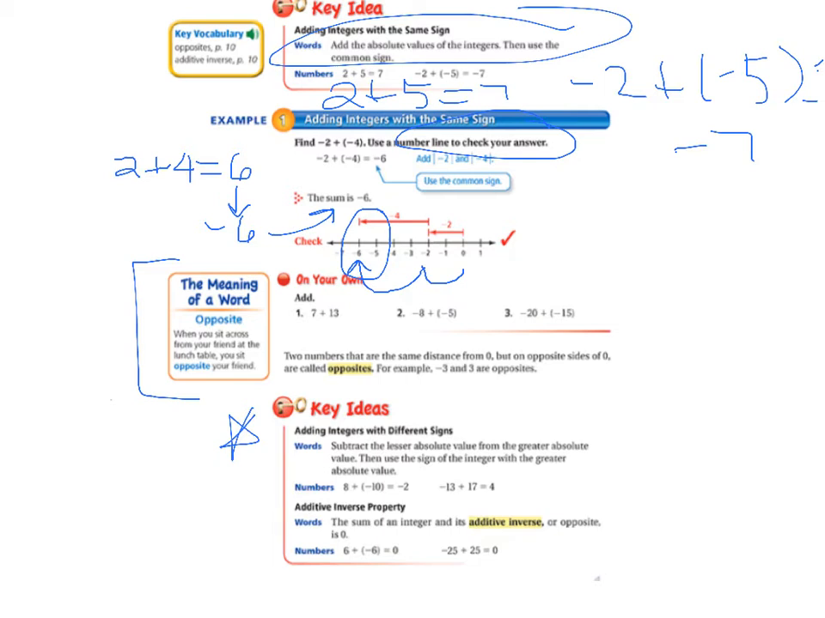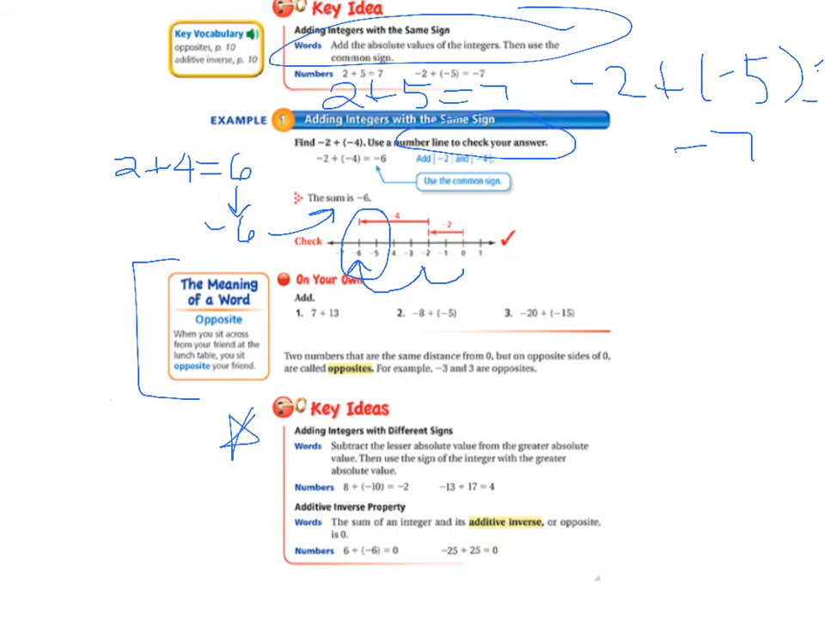And then looking at the additive inverse property, in words, it says the sum of an integer and its additive inverse, or opposite, is 0. So that sounds really hard, but it just means that when you add 6 plus negative 6, you get 0, and negative 25 plus 25 equals 0. So that's not nearly as hard as it sounds. We're going to make a foldable on all of this, so it's going to get a lot easier in class, so don't worry too much about it.